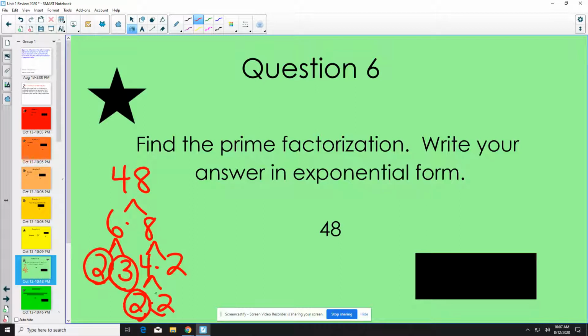So I know that 2's are prime, I'm going to circle those, and this 2 is prime. So looking for my answer, I'm noticing I have 4 2's, so it would be 2 to the 4th times, and then I have 1 3. So my answer is 2 to the 4th times 3.